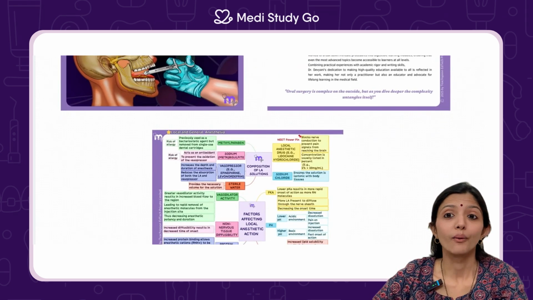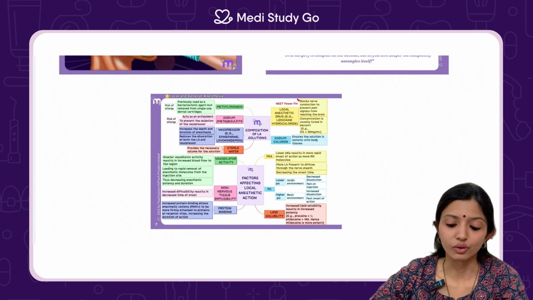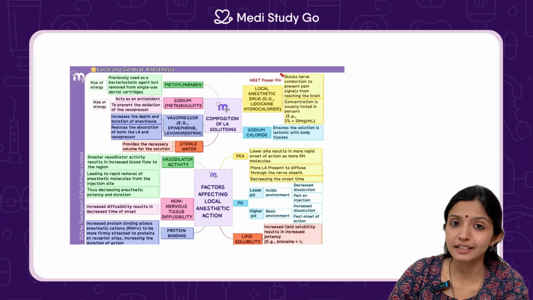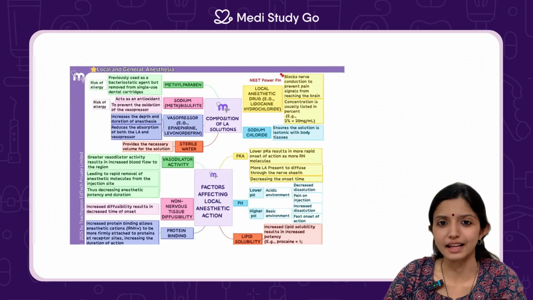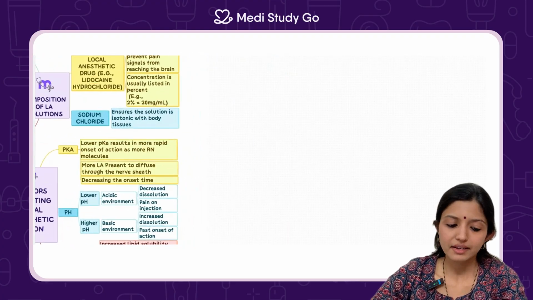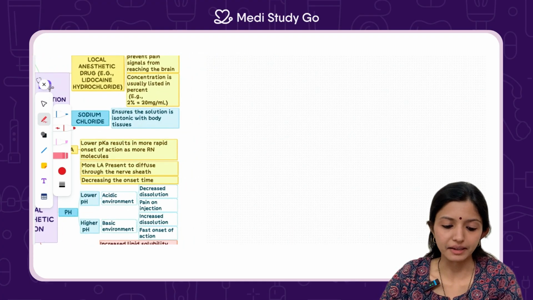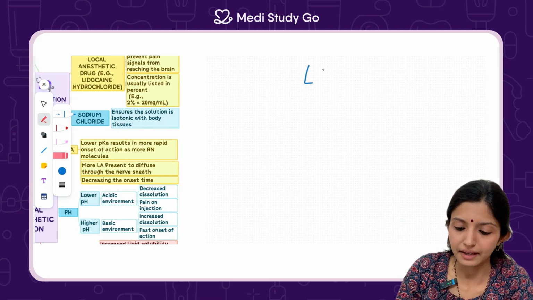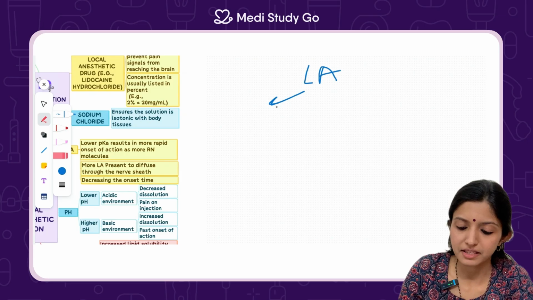So today we are going to understand about the composition of local anesthetic solutions and also the factors which affect the action of your LA solution. So to understand the composition of your LA, we first need to understand the basic molecular structure of an LA. The basic molecular structure of LA has three parts.